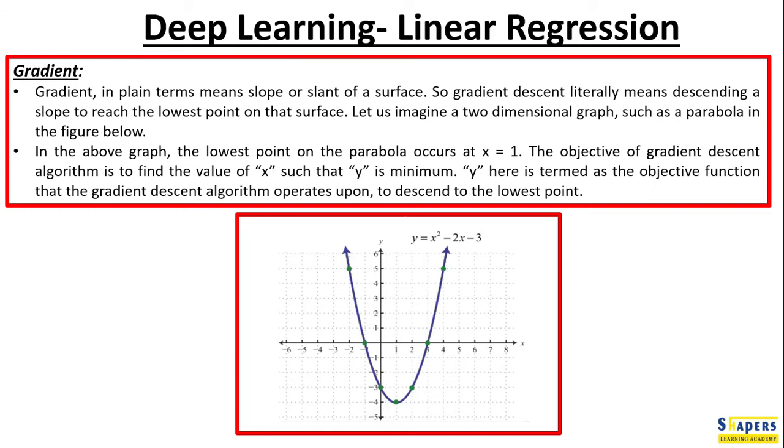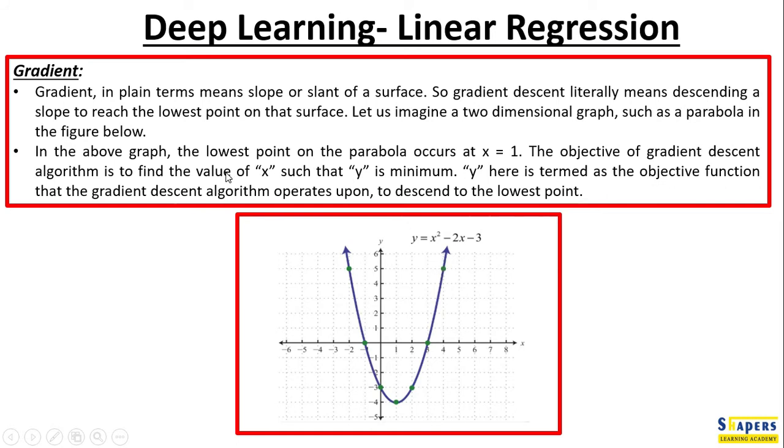So gradient in plain terms means slope or a slant of a surface. So gradient descent literally means descending a slope to reach the lowest point. Let's imagine a two-dimensional graph such as a parabola. This is a parabola, right? We call this mathematically a parabola defined by the equation.